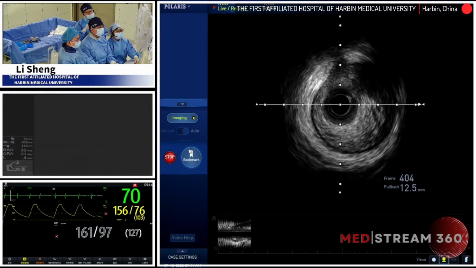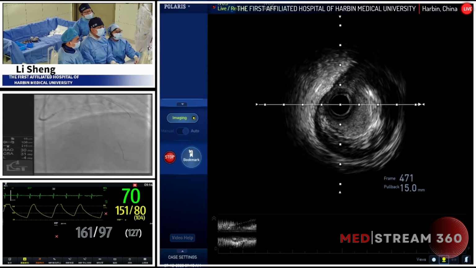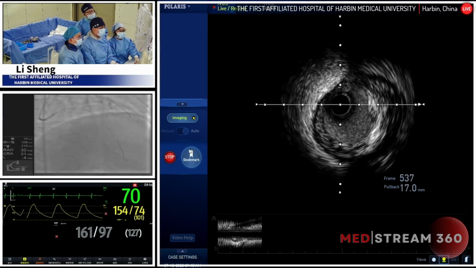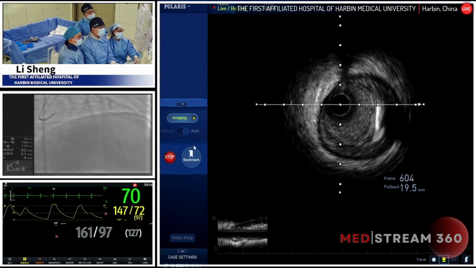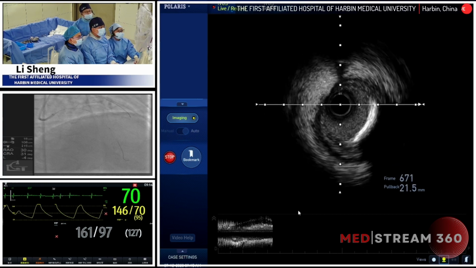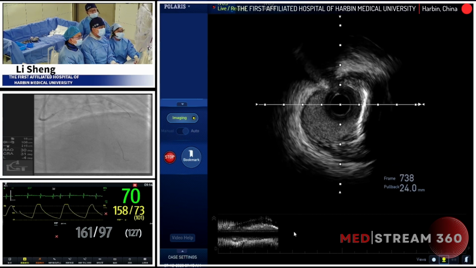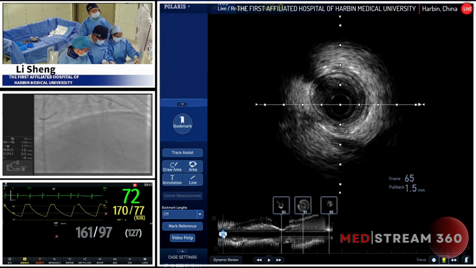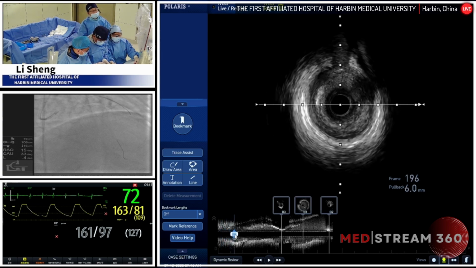We can have a better understanding of the lesion, whether the calcification is severe, and the arc of the calcification and the length of the calcification. So IVUS is super important for this lesion. Dr. Wang, please show the result of imaging.